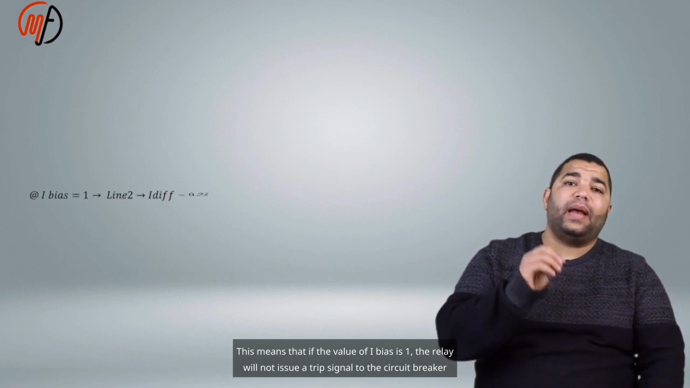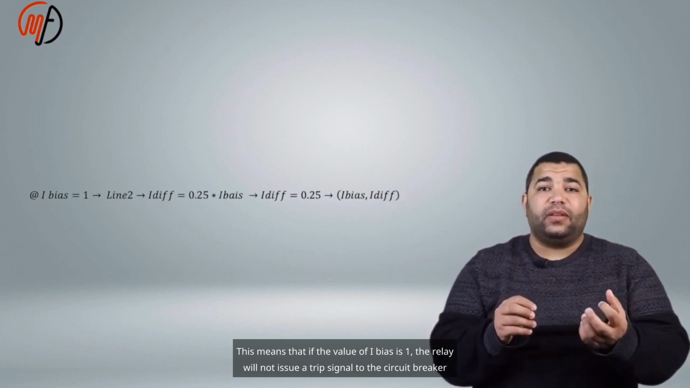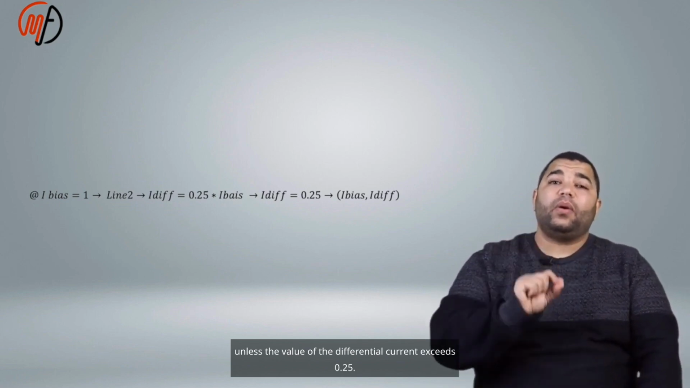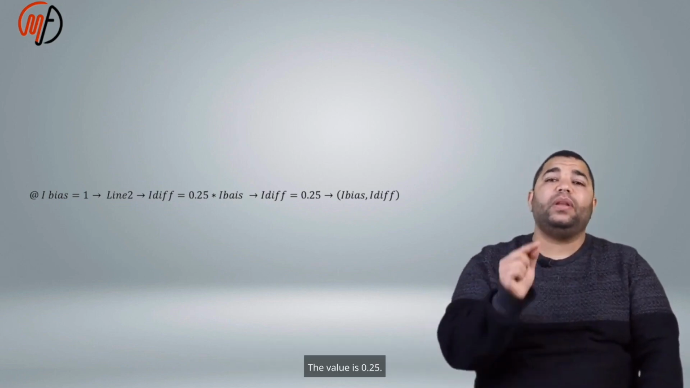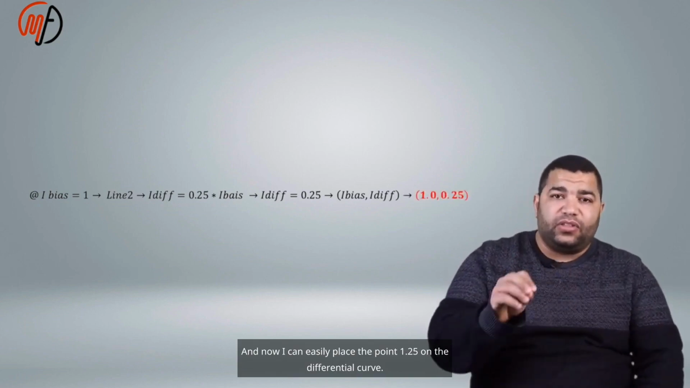This means that if the value of I bias is 1, the relay will not issue a trip signal to the circuit breaker unless the value of the differential current exceeds 0.25. And now I can easily place the point (1, 0.25) on the differential curve.